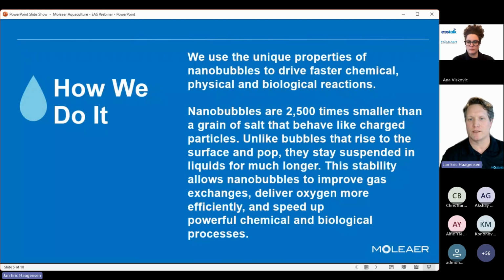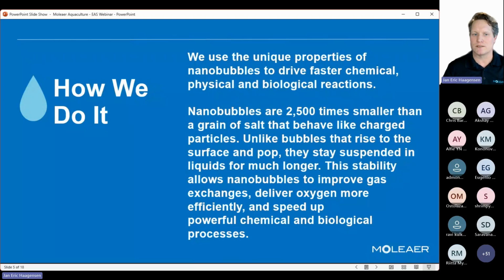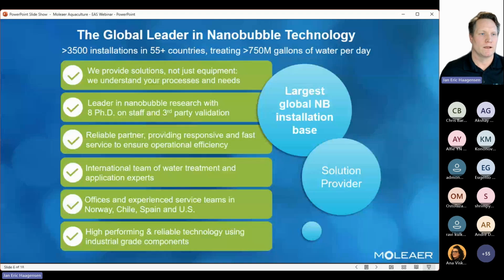And they behave like charged colloidal particles. And unlike microbubbles or large bubbles that rise to the surface and burst, they stay suspended in liquids for much longer time. And this stability is allowing nanobubbles to improve gas exchanges and deliver oxygen more efficiently. And my favorite, speeding up powerful chemical biological processes, meaning that you can utilize less chemicals and get more results.